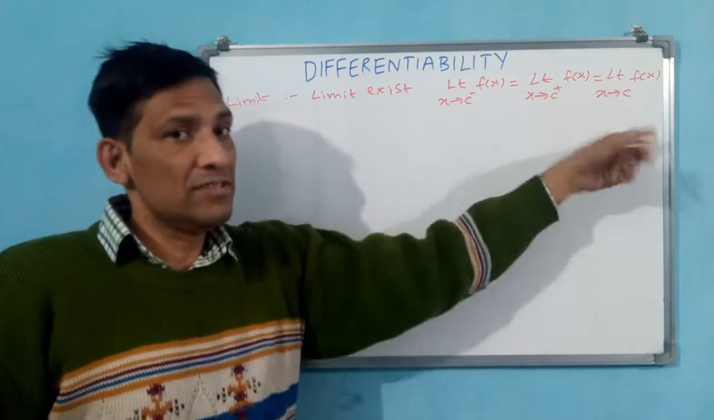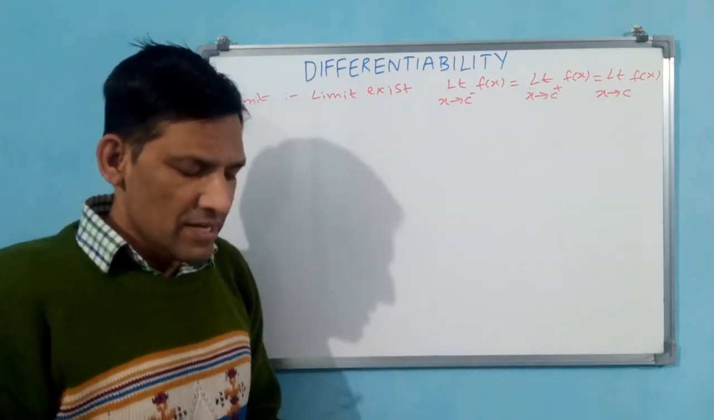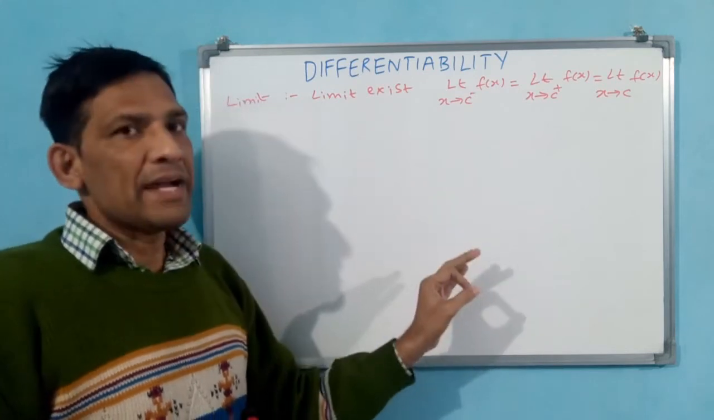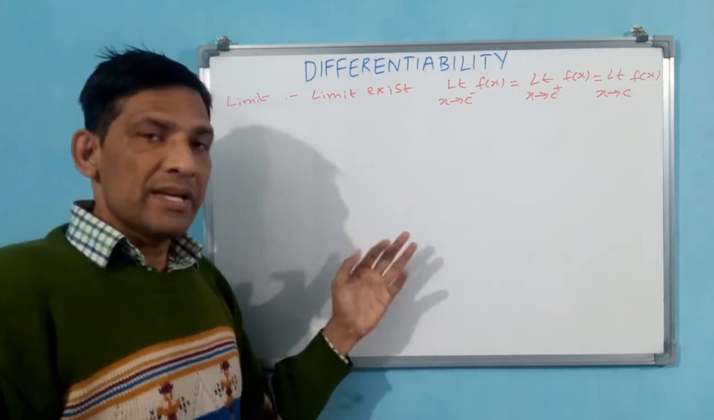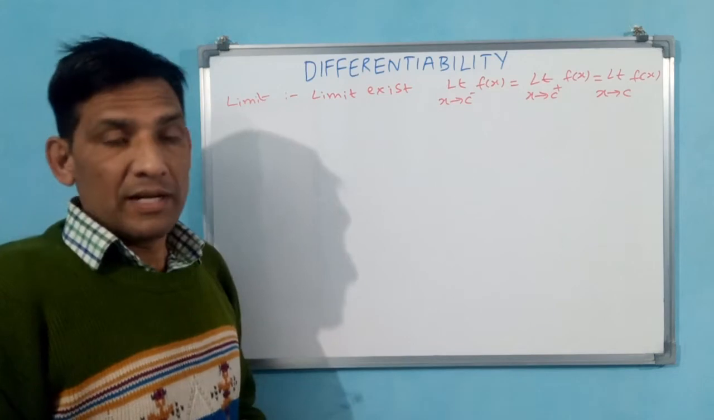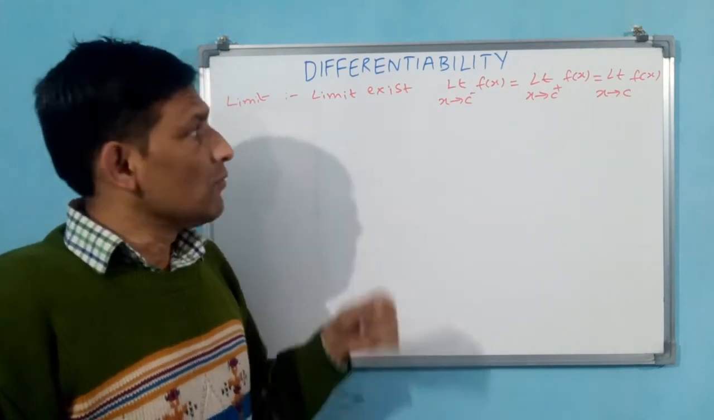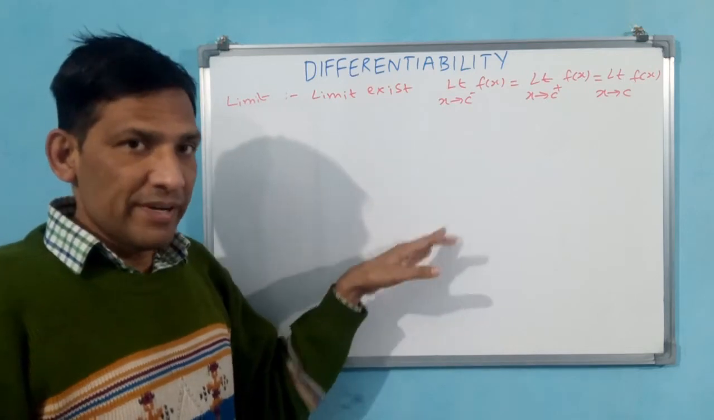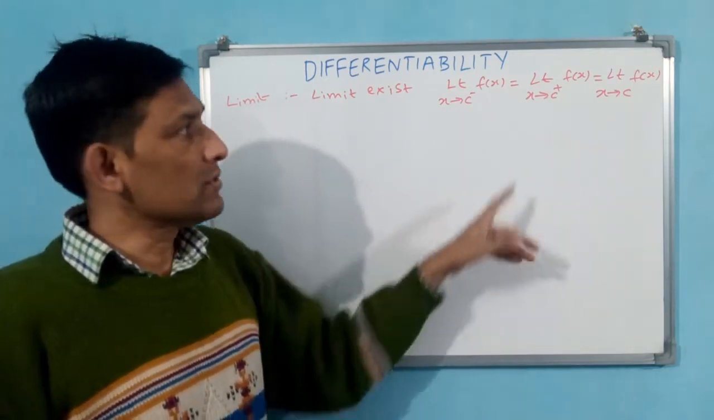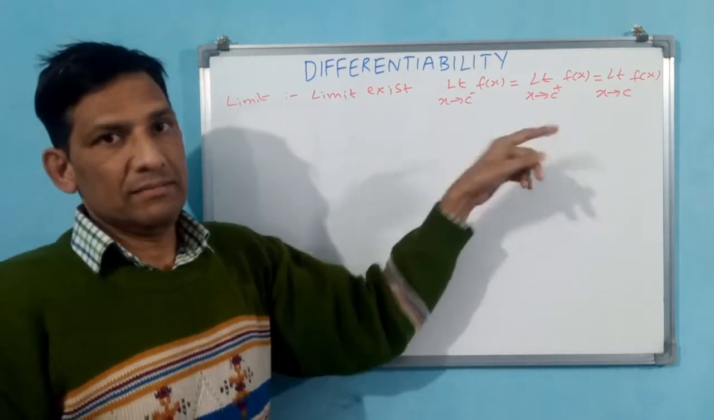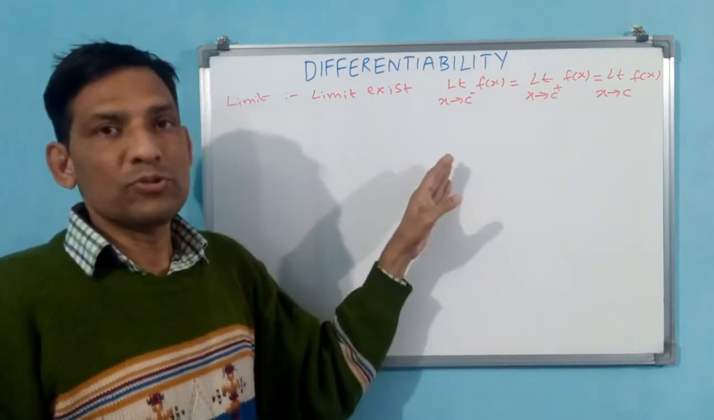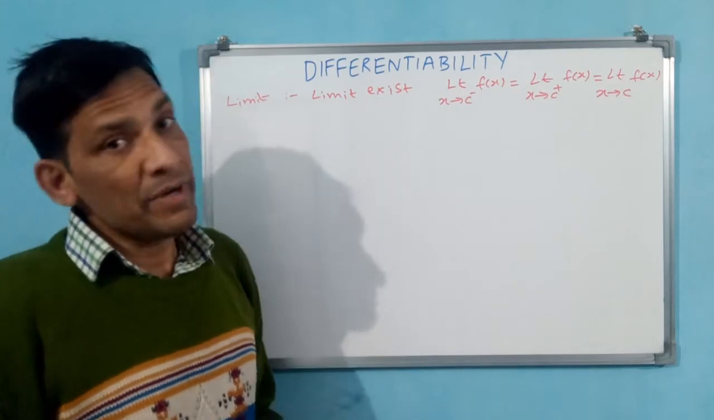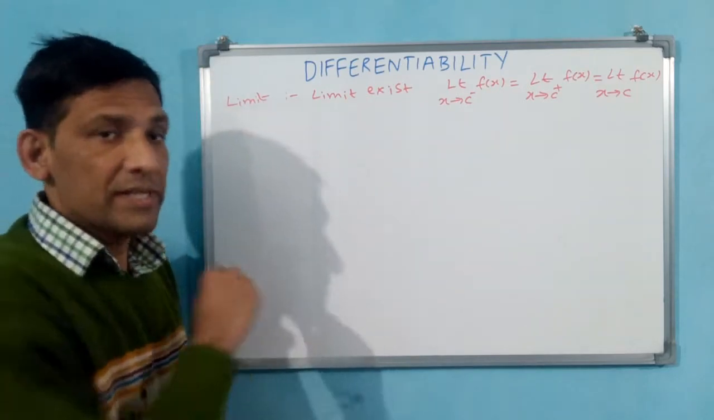C is very important. Why? Because some functions at a certain point do not have a limit, while in the remaining area the limit may exist. That is what we have learned: a function's limit does not exist at x equal to a certain point. That point is c, a constant. Maybe x equal to 2, x equal to 3, x equal to 0, or in the remaining area the limit may exist. Like that we have seen in limits.